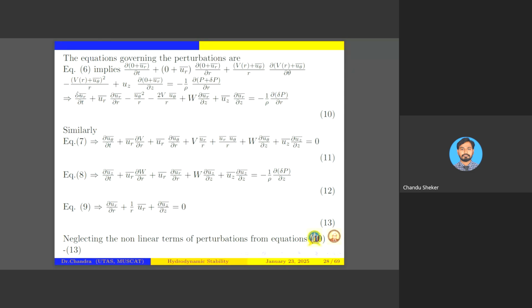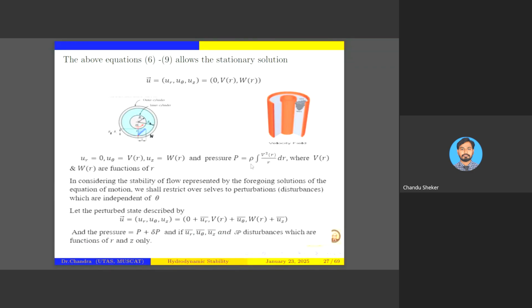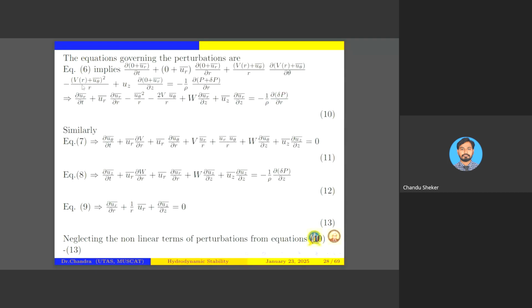What is v square by r actually? We are saying that p is equal to rho into the integral of v square by r dr. When we write it this way, we get p by rho, and if we take the derivative on both sides, we get dou p by dou r equal to v square by r. So that is what we are getting here. This gives the dou p by dou r. Here these two terms will cancel on both sides, and after simplifying the expression, we'll get equation 10 like this. Similarly, from the above Euler equations, we'll get these three equations.